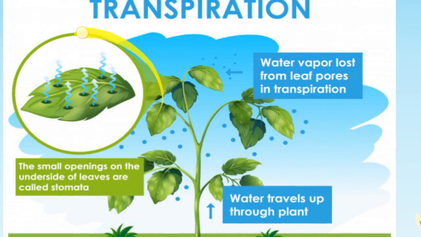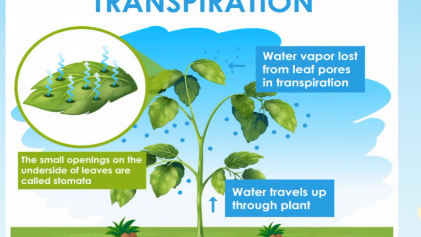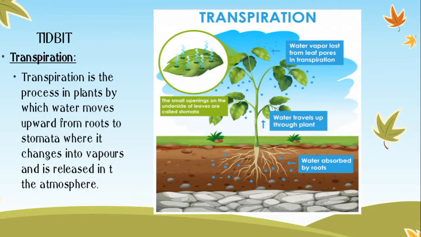Here you can see the water vapor. So the roots will absorb the water, it will travel up through the plant, and then water vapors are lost from the leaf pores in the process of transpiration. We can say that transpiration is the process in which the water vapors are released from the leaf, and these vapors are actually released through stomata which are present in the leaf.